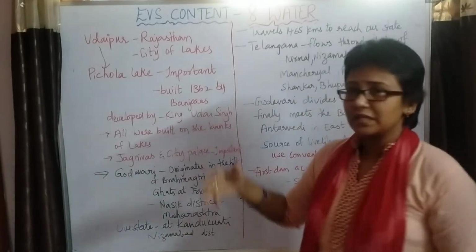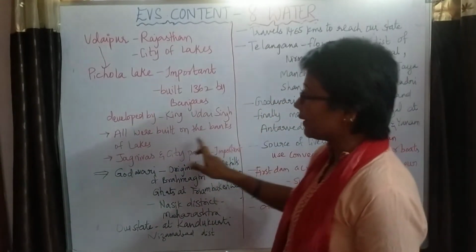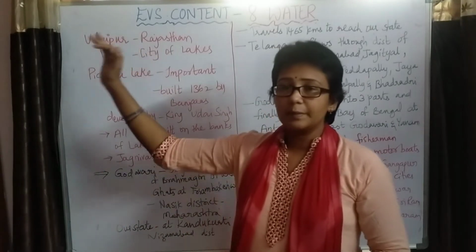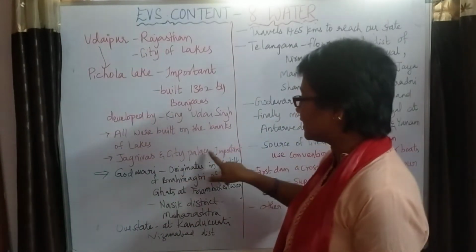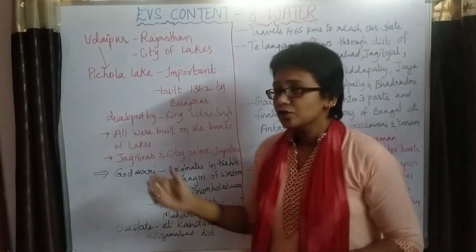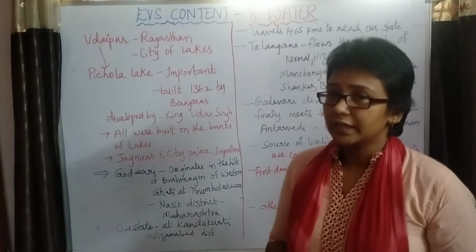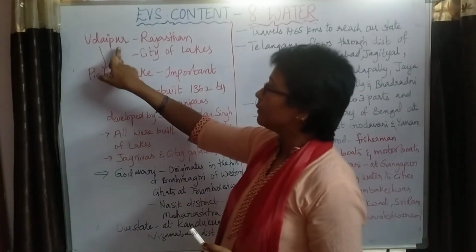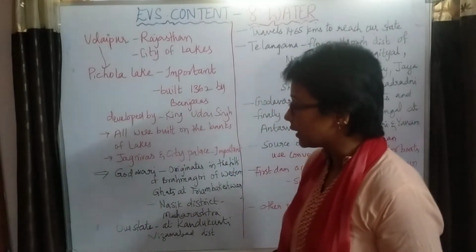All the important places which are required for the people were built on the banks of the lakes. Out of that, the famous ones are Jagniwas and City Palace. So the important point to be remembered is that Udaipur is called the city of lakes, and Pichola Lake is an important one out of that.